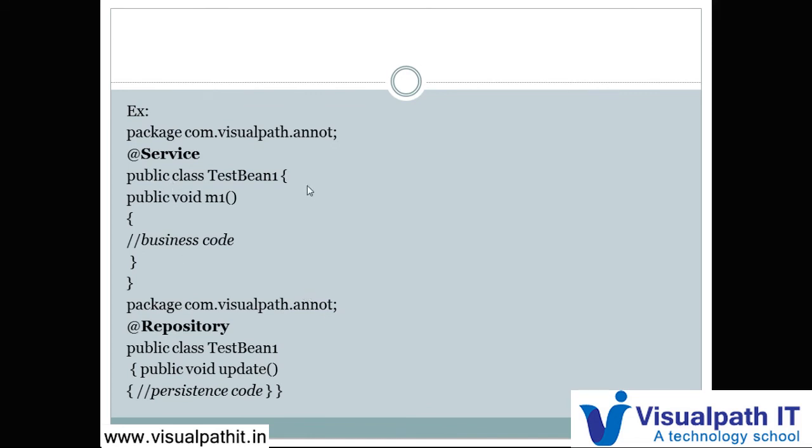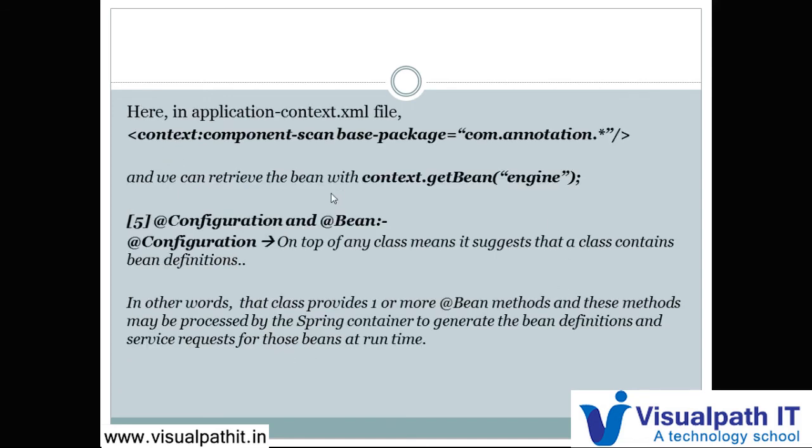So here this is a test bean with some module 1 business code, which will be annotated with @Service. If it is something related to updating code in the DB, provide a public void update, and then we are using @Repository. So in the applicationContext.xml, this is a very important part. We mention it as context:component-scan base-package com.annotation.star. This is very important for all the three layers.